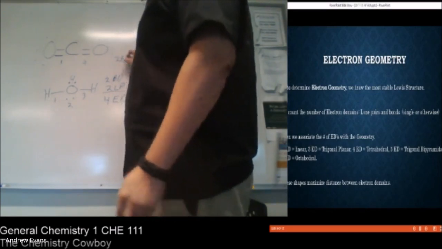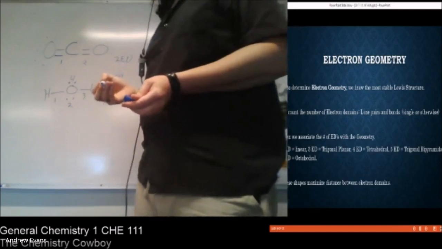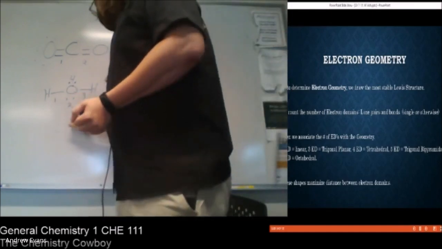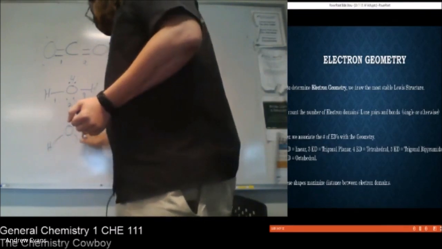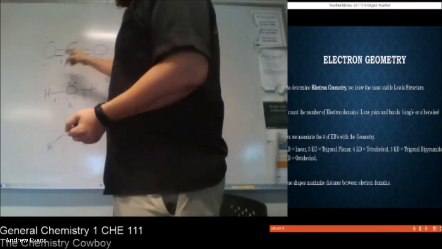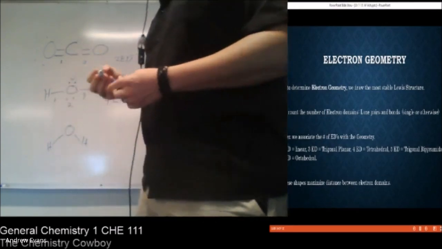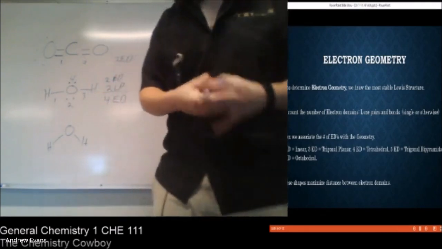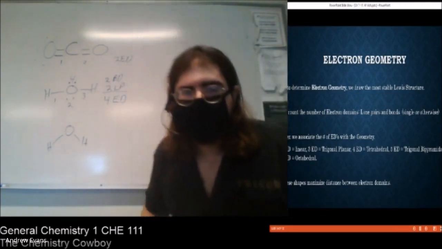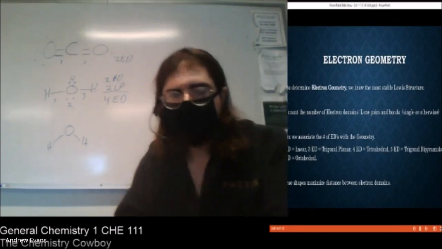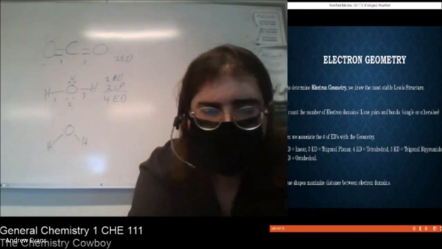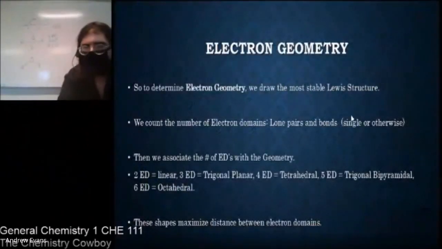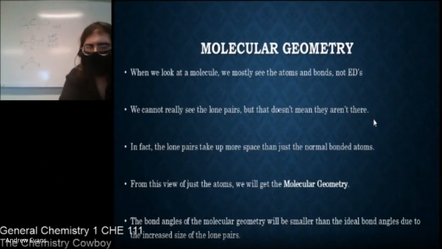Why are these guys going to have completely different shapes? Because we have four electron domains, so we draw water often as bent, and CO2 is going to be linear because we have a completely different number of electron domains. And so that's going to change a lot of their properties. And that's going to lead us directly into what we call molecular geometry.